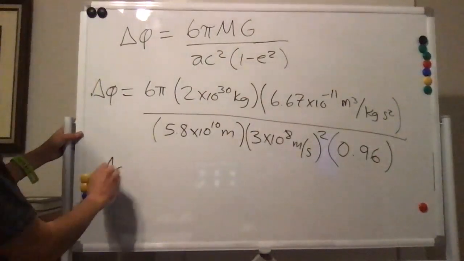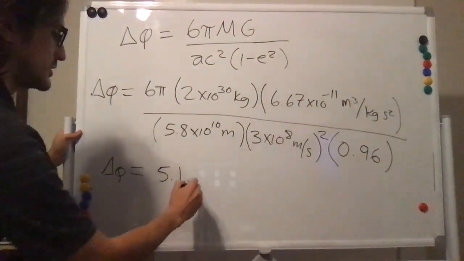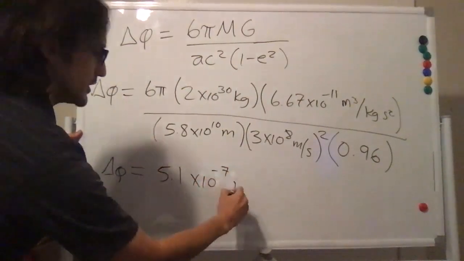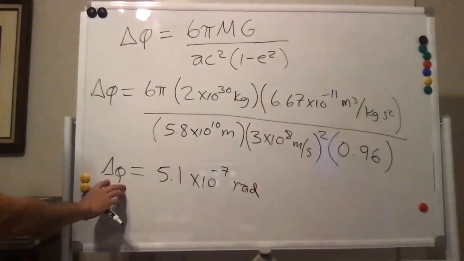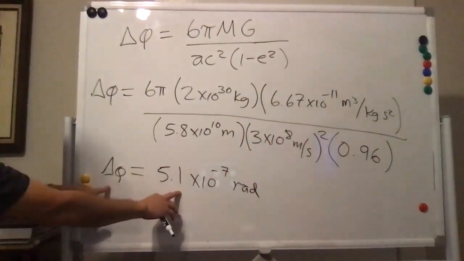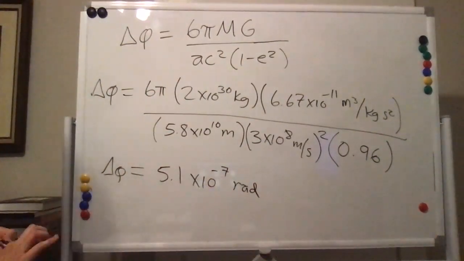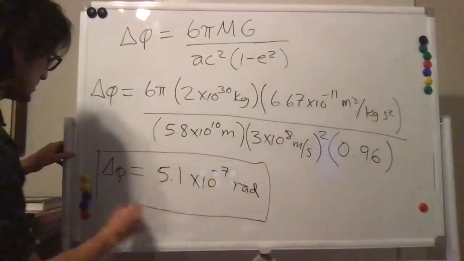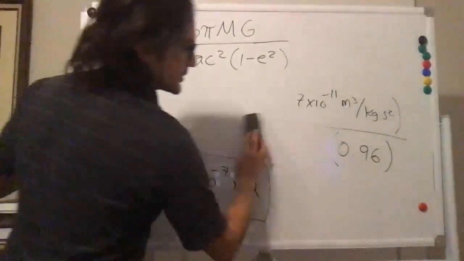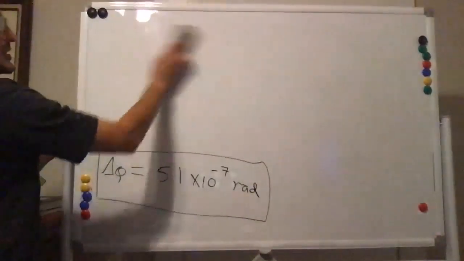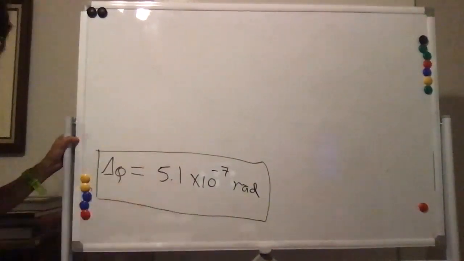Okay, so plugging everything in there, 5.1 times 10 to the negative 7 radians. So how is this delta phi measured? Well, this is how much the angle changes per orbit. So the number that usually, or I guess the famous one, is the angle per century, how much it changes per century.